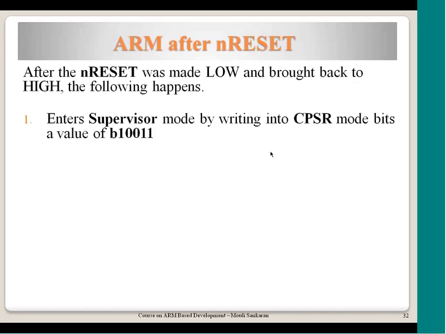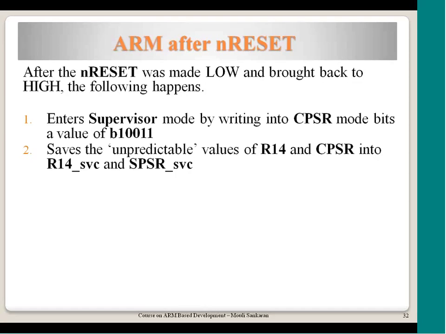If you recall, I told that supervisor mode has the same set of user registers, but it has its own SPSR as well as write access to the CPSR. So what happens on reset is that whatever value is saved in R14 and what is currently in the CPSR is copied into these two registers, because it gets two additional registers, R14_SVC and SPSR_SVC, in the supervisor mode. So it saves the current address.